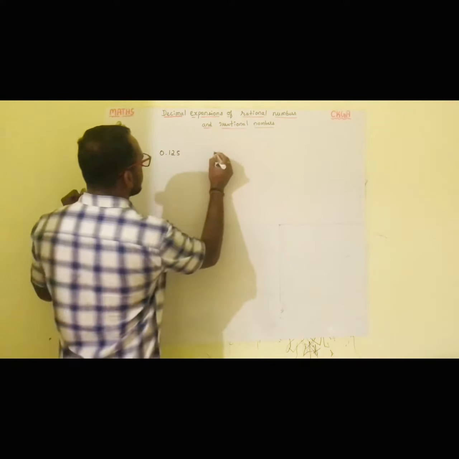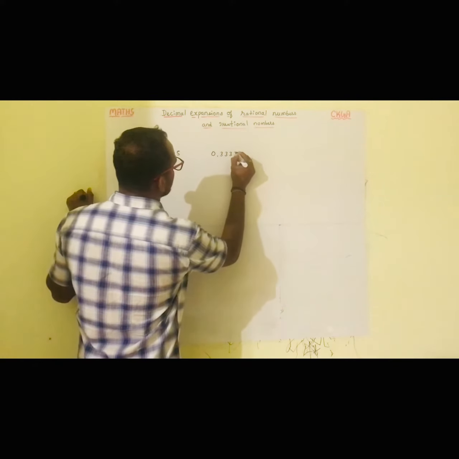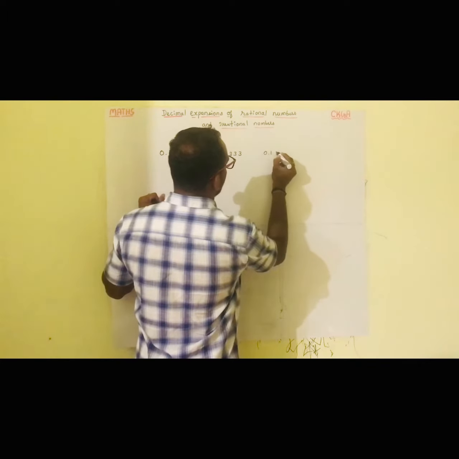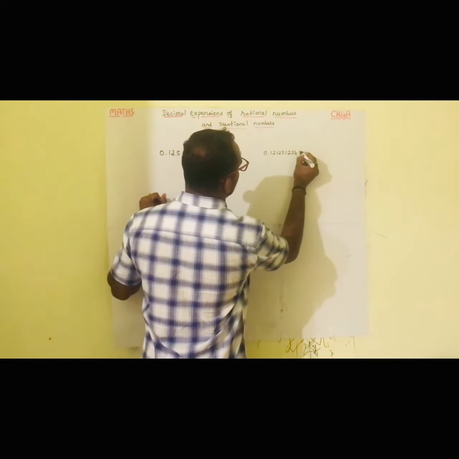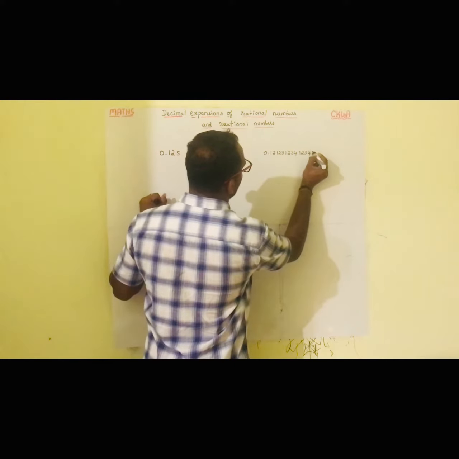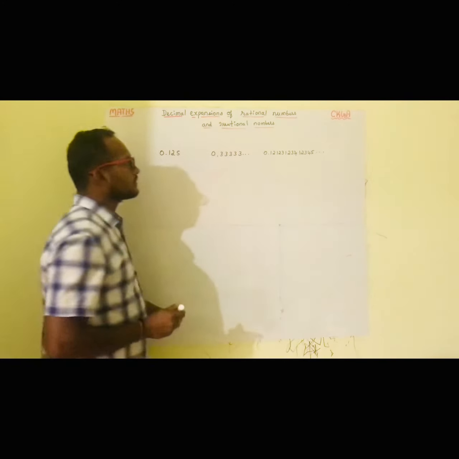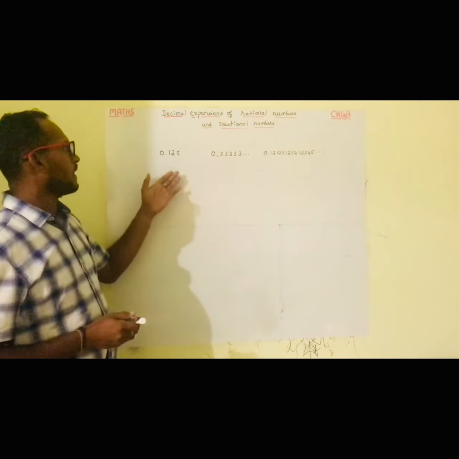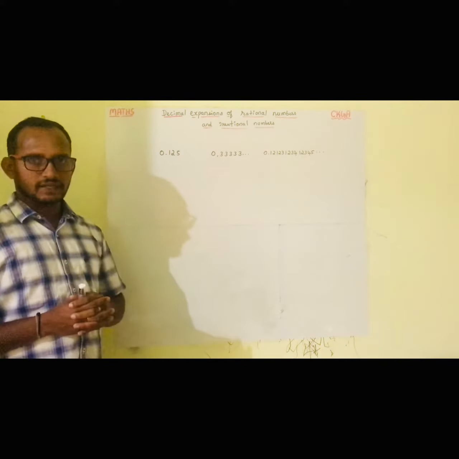0.125, 0.3333, 0.12, 1, 2, 3, 4, 1, 2, 3, 4, 5, and keep on writing like this. Look at these three different types of decimal expansions. These are the expansions you get by using rational or irrational numbers.